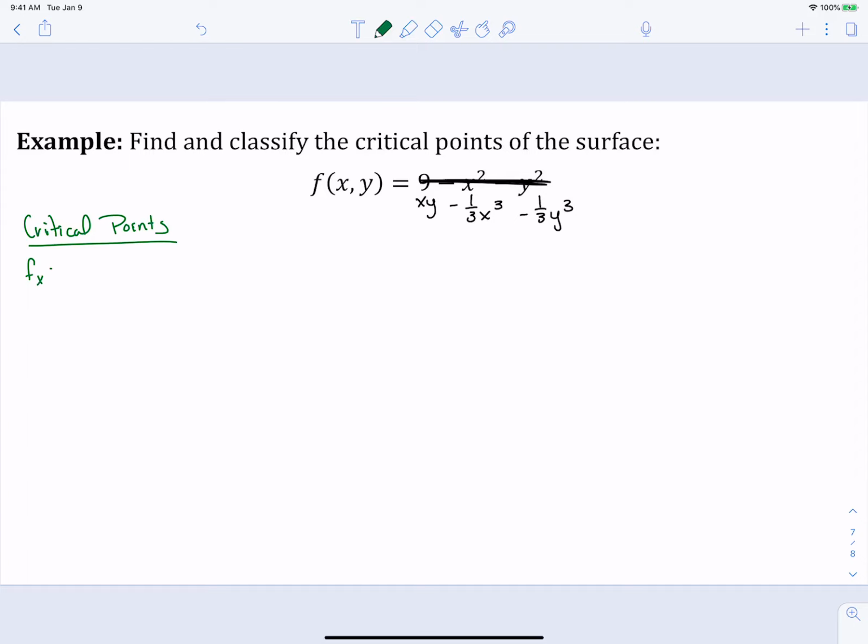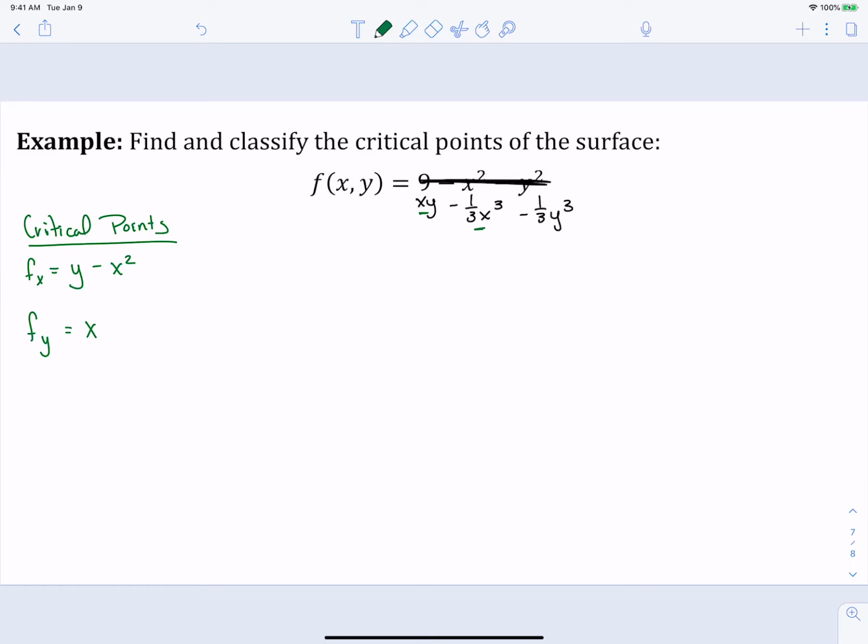So we need to take our partial derivative with respect to x. So we're going to get y minus x squared, right? Because that first term, the derivative of plain old x is 1. So we're going to have our y there, which is a constant. And then here we're going to get 1/3 times 3x squared. So that's going to be x squared.